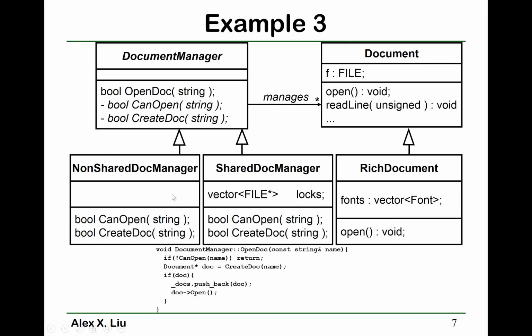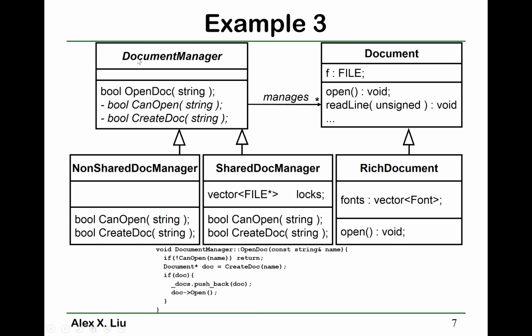For shared documents, you need to have locks. For non-shared documents and shared documents, their ways of can open and create doc are different. For example, say can open. For non-shared documents, you don't need to check locks. You don't need to deal with locks. And for shared documents, you need the additional attributes of locks. When you test whether you can open a file, you first try to obtain the lock, and if you can get the lock, then you can open. So you can see their implementations for can open are different.